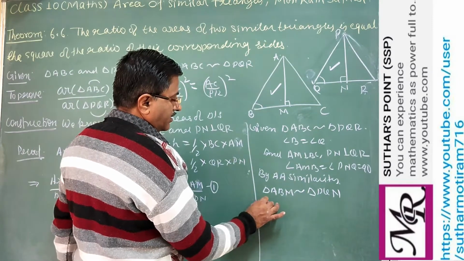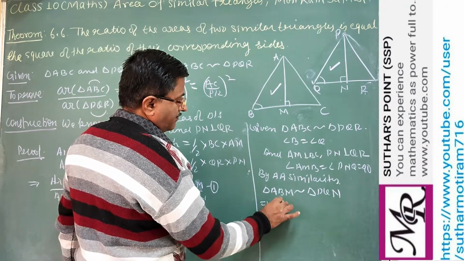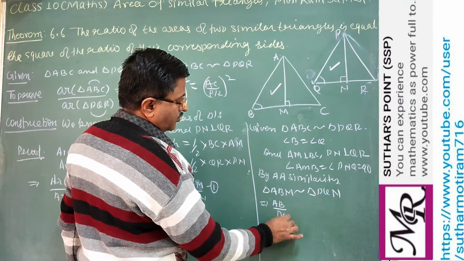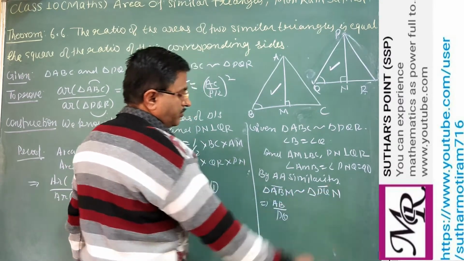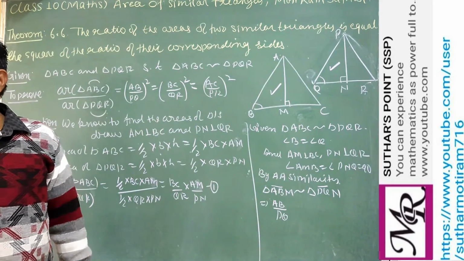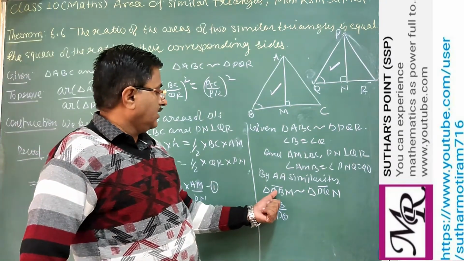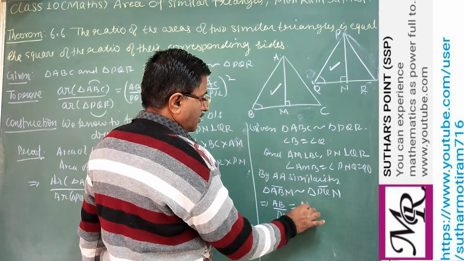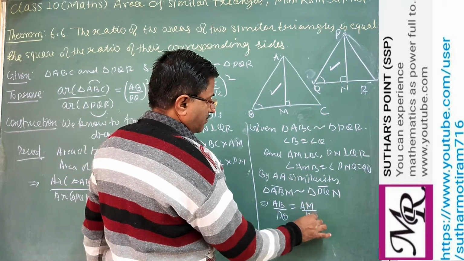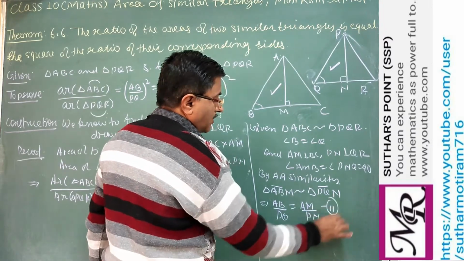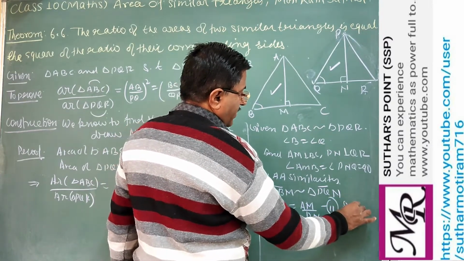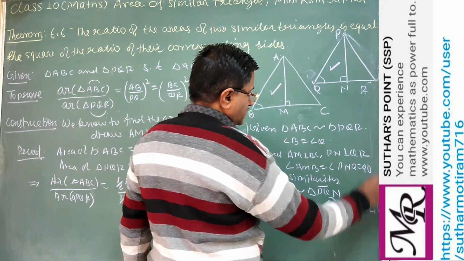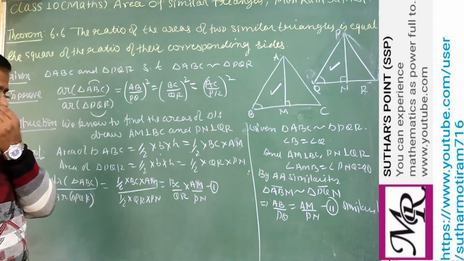So you may take AB upon PQ. This is AB upon PQ, the corresponding side. Then AM upon PN equals AB upon PQ. By the property of similarity, you can write this. So this is the second result.